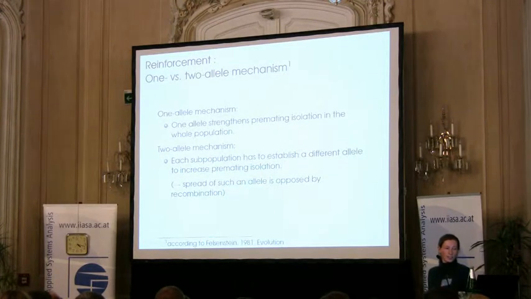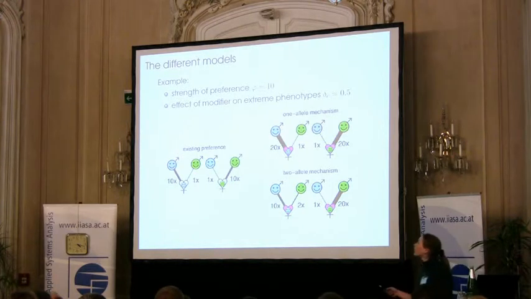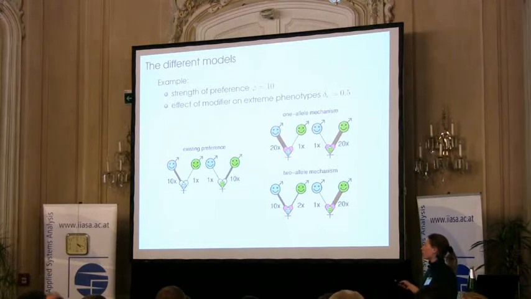I think everybody knows by now what a 1 or a 2 allele mechanism is, but I will give an example of how these work in our model. Here you see an example where the strength of the preference is 10. So the existing preference is 10, and blue-liking females will prefer to mate with blue males, and they will mate with them 10 times more likely than with green ones. Because of our symmetry assumptions, it's exactly the other way around for females who like green males.